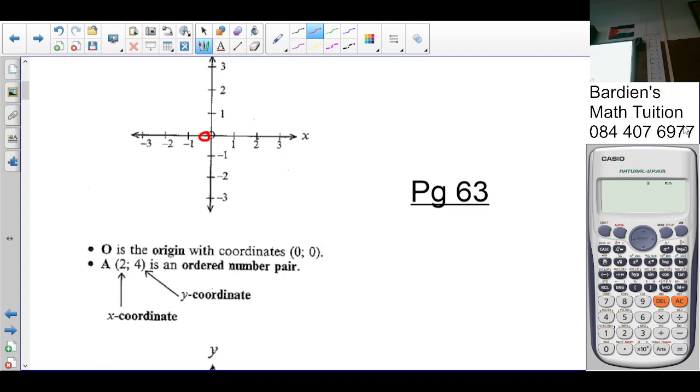Okay. Secondly, A, which is 2 and 4, is an ordered number pair. You write there again, that's your x coordinate and your y coordinate. Write that down. And I'll show you now how we plot that for you. Okay.